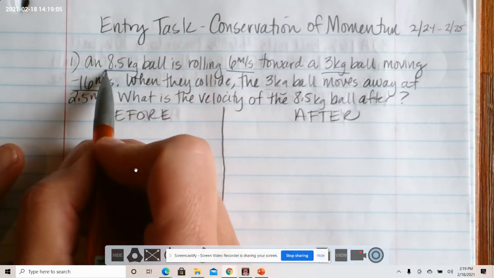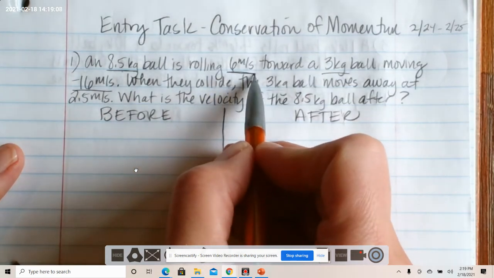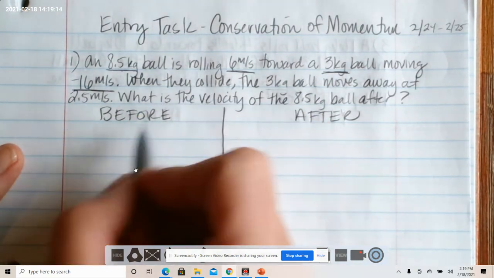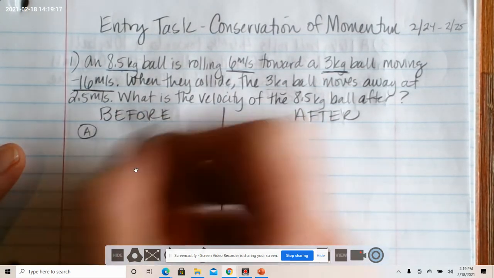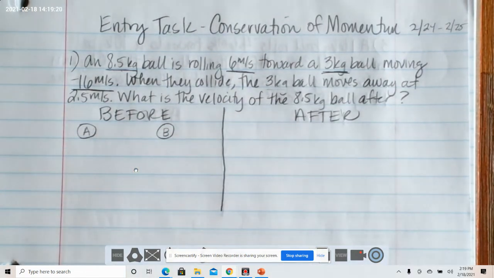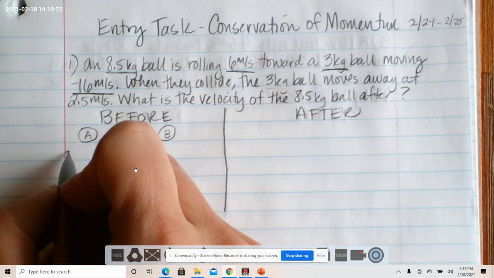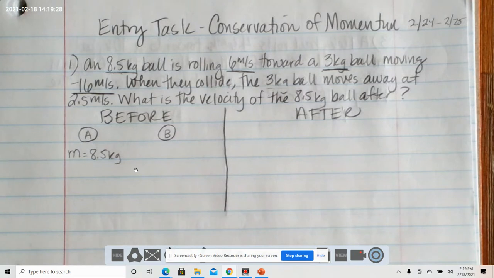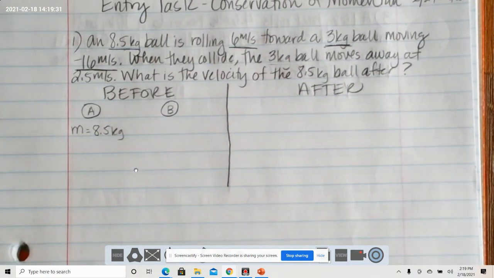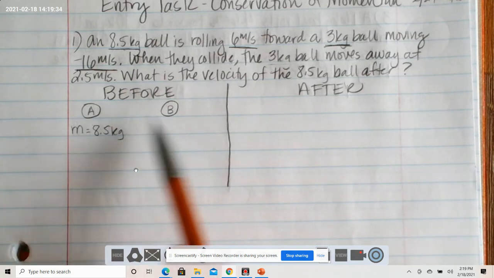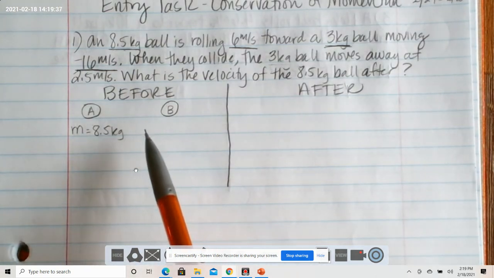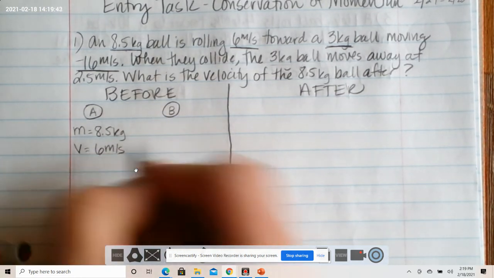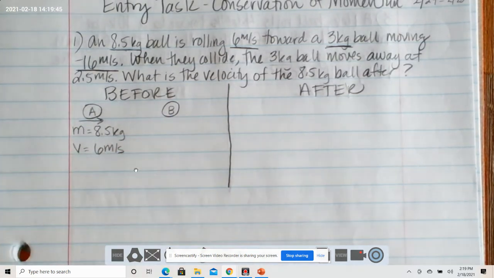An 8.5 kilogram ball is rolling 6 meters per second towards a 3 kilogram ball moving negative 16 meters per second. So that's our before. Let's start with that. I'm just going to call them A and B because that always is easy to do. We know that the mass of the first one is 8.5 kilograms. If we write it all out, that helps us set up the problem much easier. It does ask you to diagram, so you might as well show the A and B ahead of time. So we know that it has a mass of 8.5 kilograms and it's rolling at a velocity of 6 meters per second. That tells us that it's positive and moving to the right.